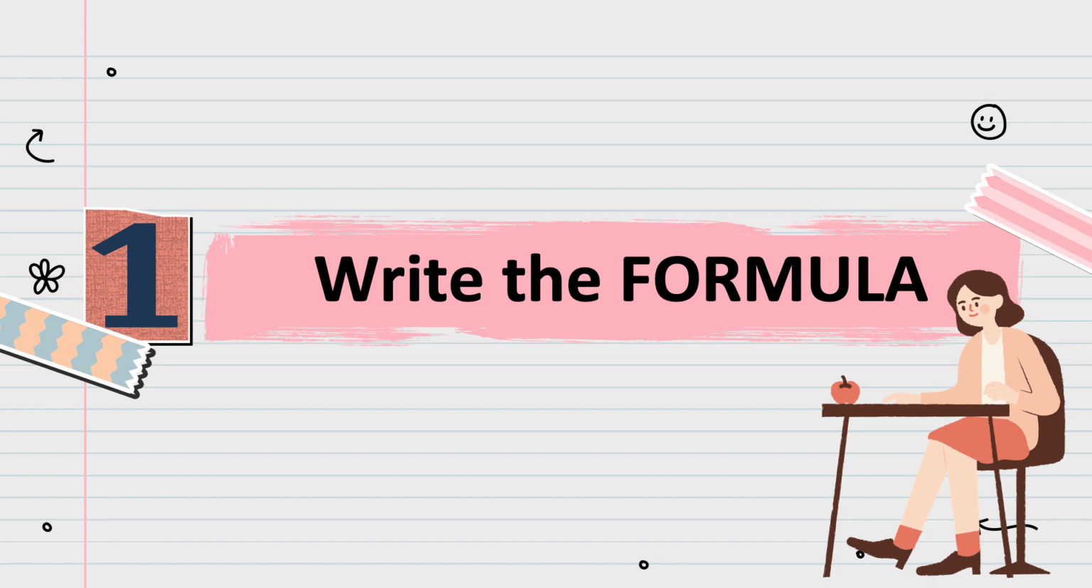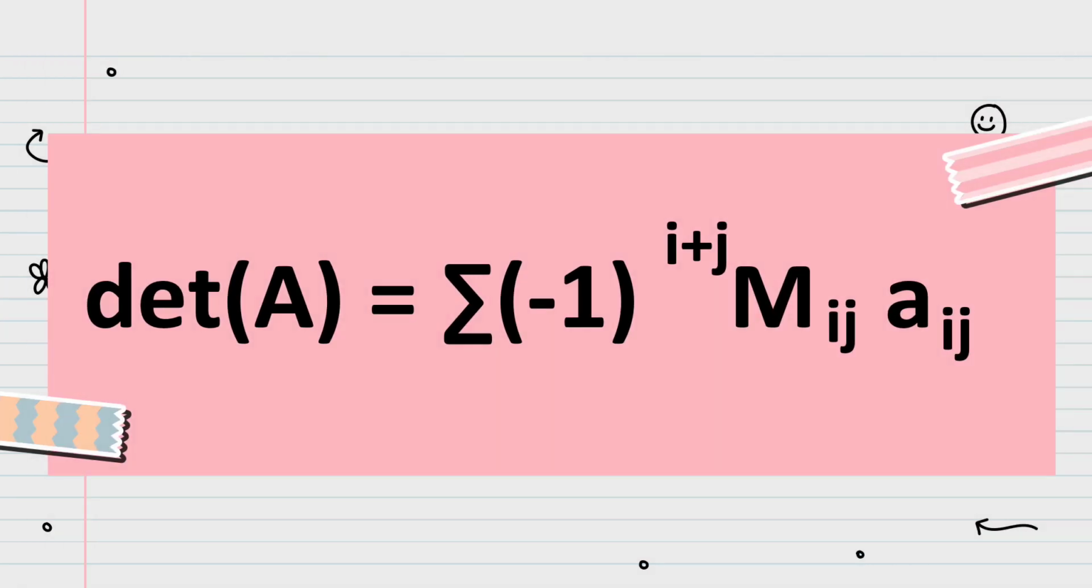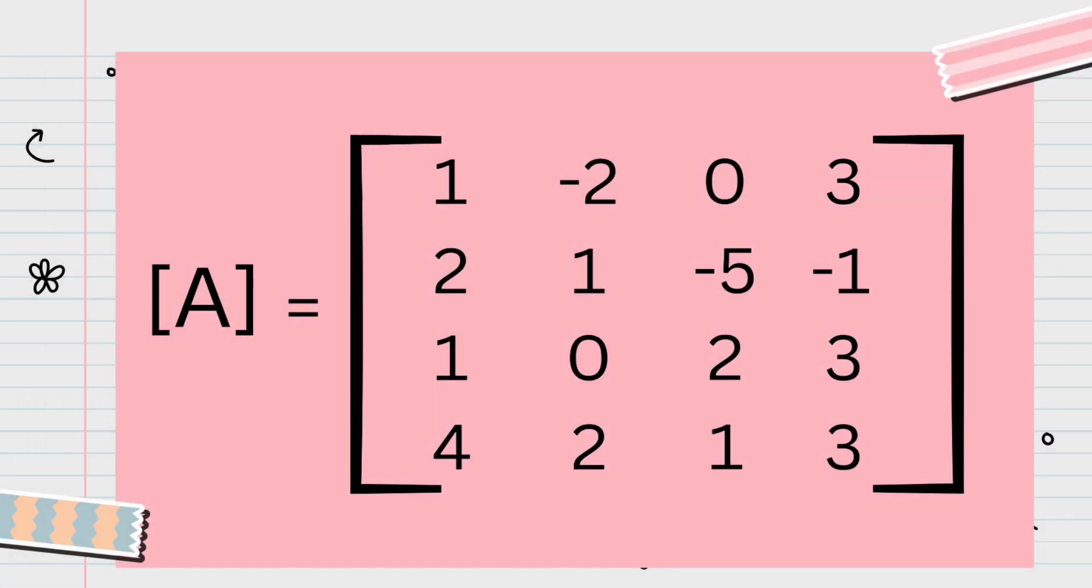The first step is to write the formula, which is the determinant of A is equal to the summation of negative 1 raised to i plus j times mij times aij. The second step is to identify which row you would like to delete. And in my case, I will choose to delete the first row.